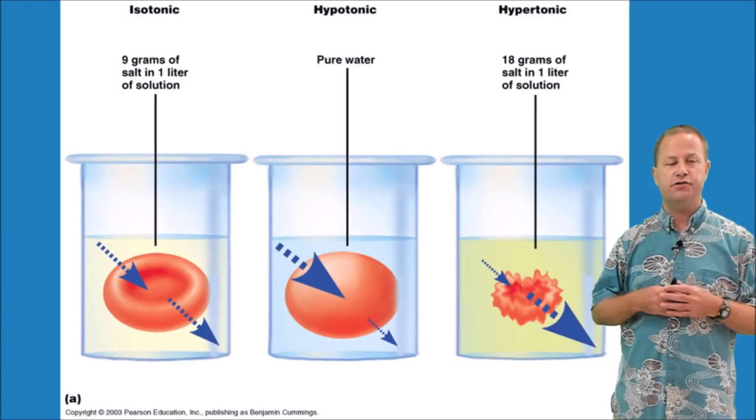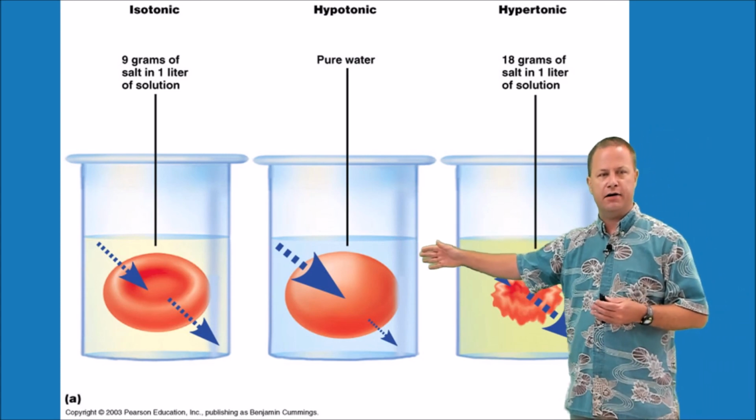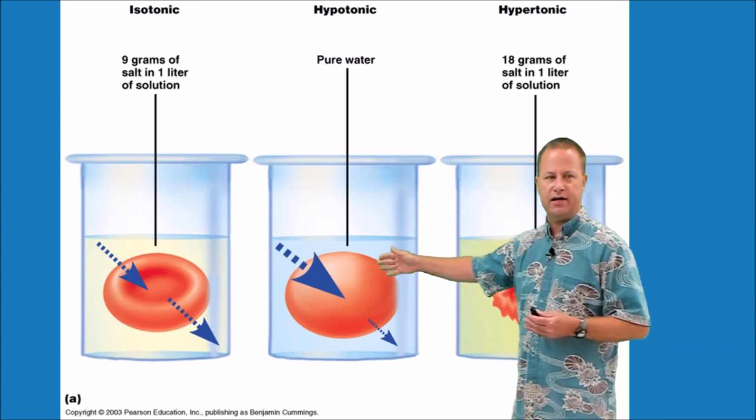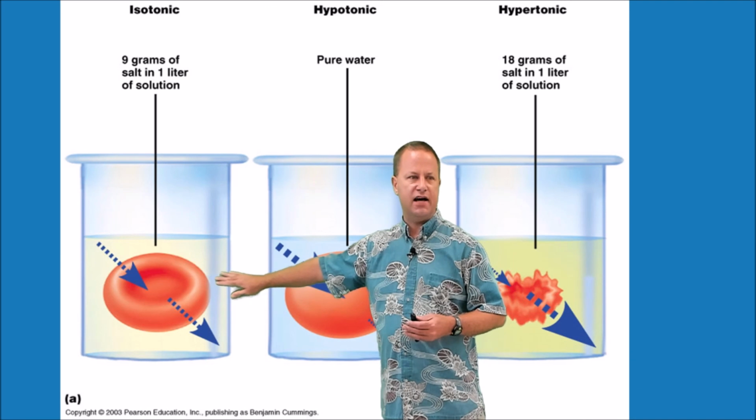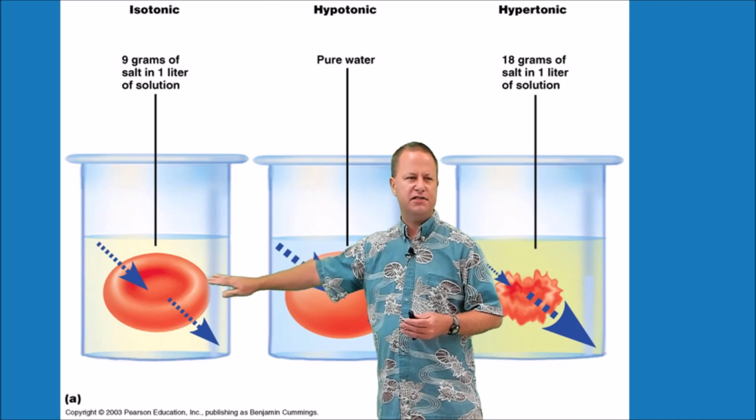So this figure just shows something similar. We have 3 different beakers here, and each of these beakers has a different solute concentration. So let me start with the one on this side. We have a red blood cell, erythrocyte, that has been placed in an isotonic solution.